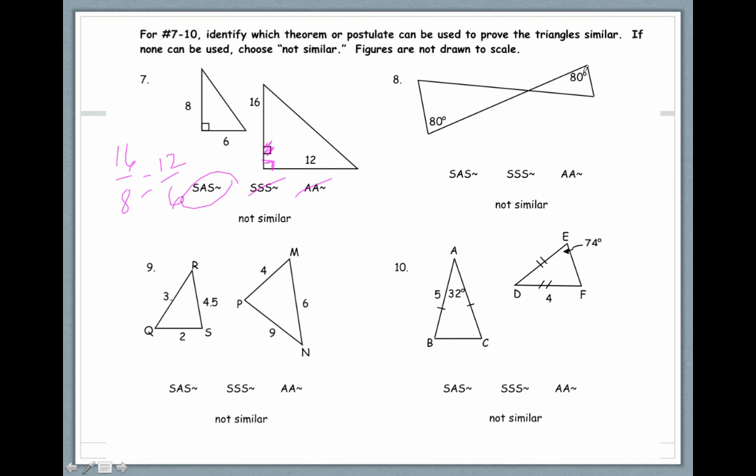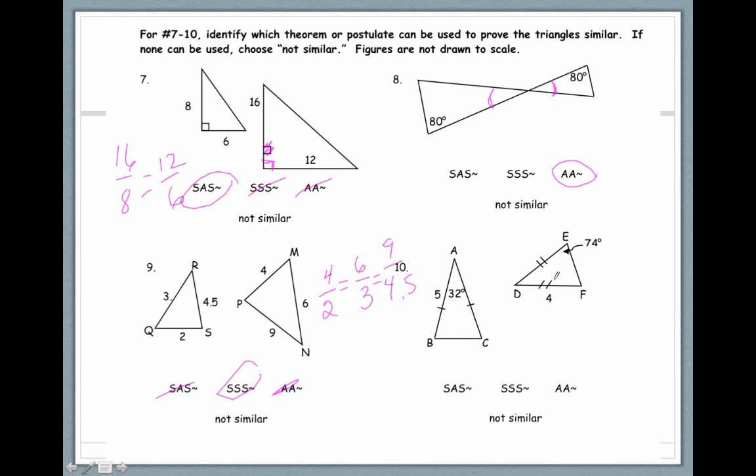This one has angle, angle, and because of the vertical angles, these two angles. So yeah, angle, angle. This one has all three sides and no angles at all, so it definitely can't be those. So we're looking for this one. So is 4 over 2 equal to 6 over 3 equal to 9 over 4.5, 2, 2, 2.